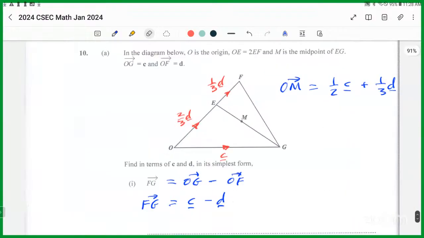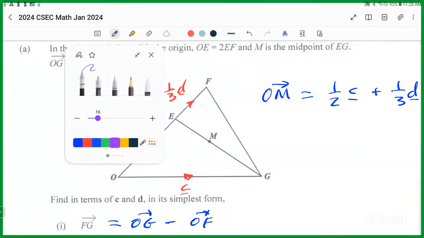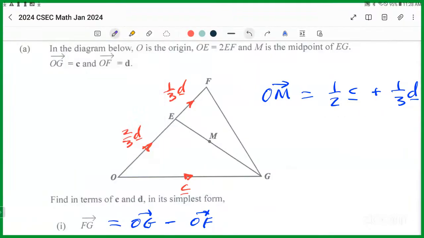Zoom up and show you what I'm talking about. So let me do it in purple. The check that I'm going to do is whether this answer here is correct. I want to check if this answer makes sense.